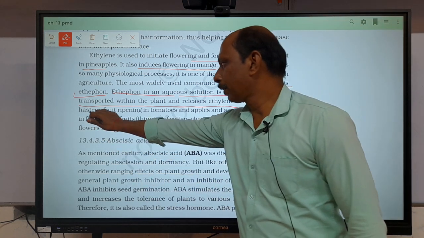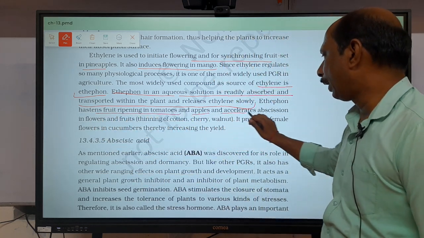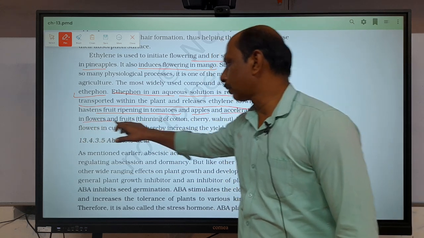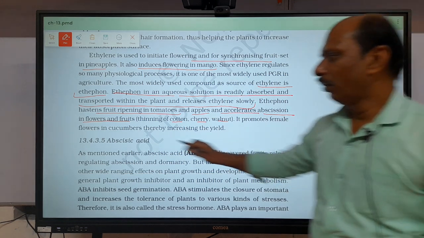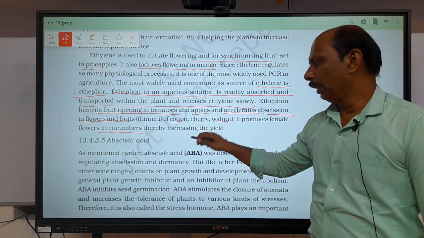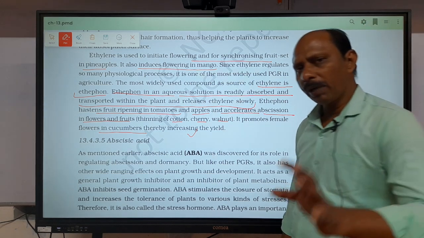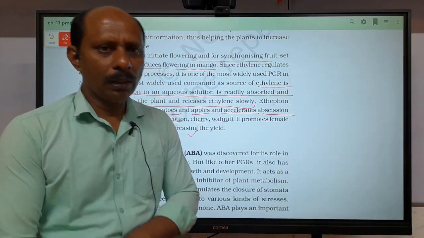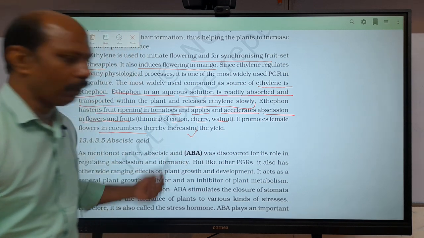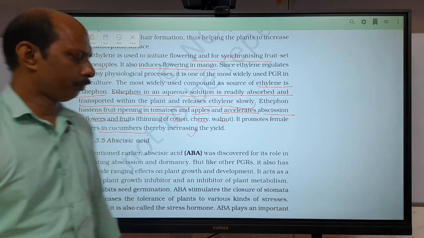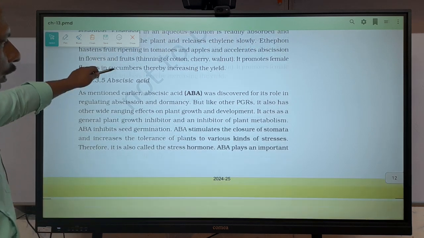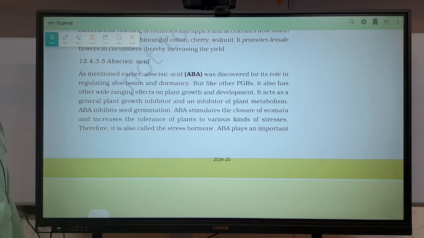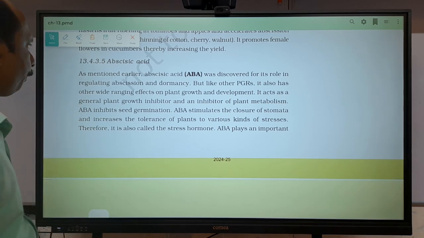Ethephon is an aqueous solution, readily absorbed and transported within the plant, and it releases ethylene slowly. Ethephon hastens fruit ripening in tomatoes and apples, and accelerates abscission in flowers and fruits, that is thinning of cotton, cherry, walnut. It also promotes female flowers in cucumbers and therefore increases the yields, because cucumber has unisexual flowers, male and female. It increases the number of female flowers. The female flowers develop into fruit. Cucumber means the gourds, right? They may be gourd, pumpkin, beetle gourd, ridge gourd, bottle gourd. They belong to the cucurbitaceae family.